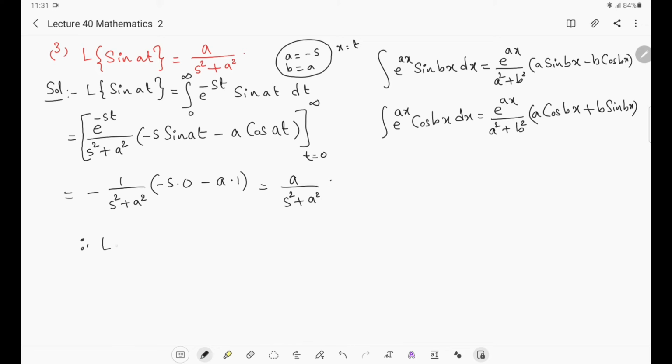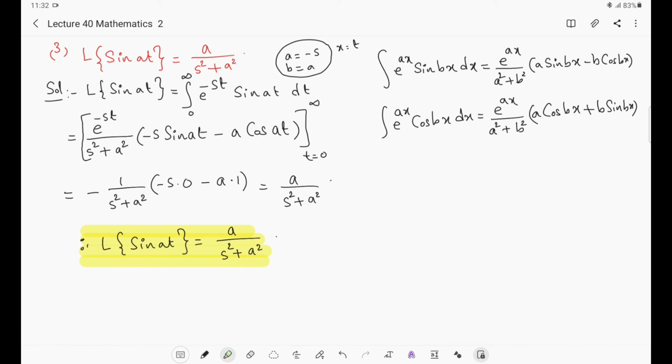Therefore what we have proved is that the Laplace transform of sin at is a by s² + a². This is the third formula. The first formula is the Laplace transform of 1 is 1 by s. The second formula is the Laplace transform of e^(at) is 1 by s minus a. And the third formula is the Laplace transform of sin at equals a by s² + a².